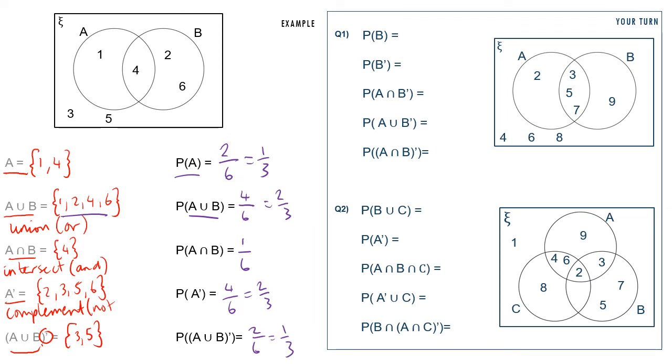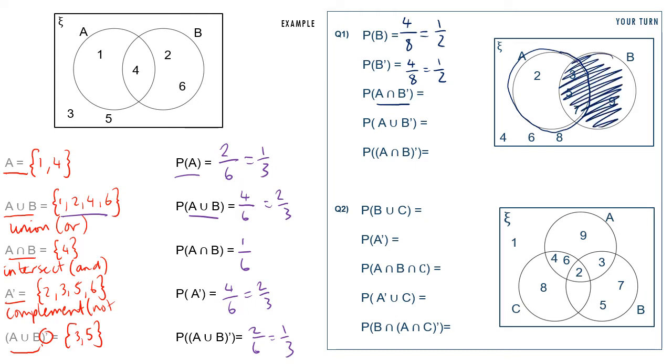Couple of questions here. Pause the video, have a go, come back and check your answers. First couple there are pretty straightforward. Gets tricky with this third one. So we want to find out how many numbers there are in A intersect the complement of B. So how many numbers there are in A that are not in B. So there's just one number there out of the 8.